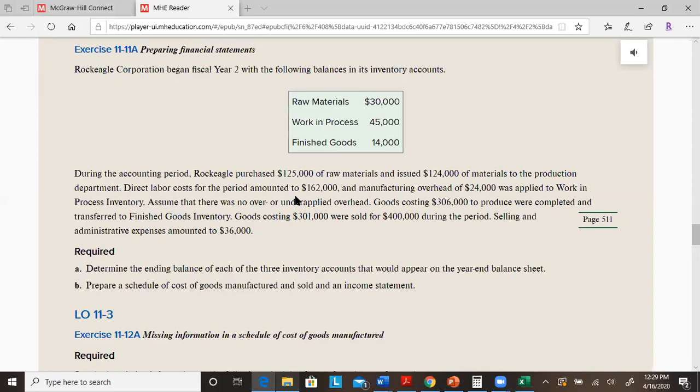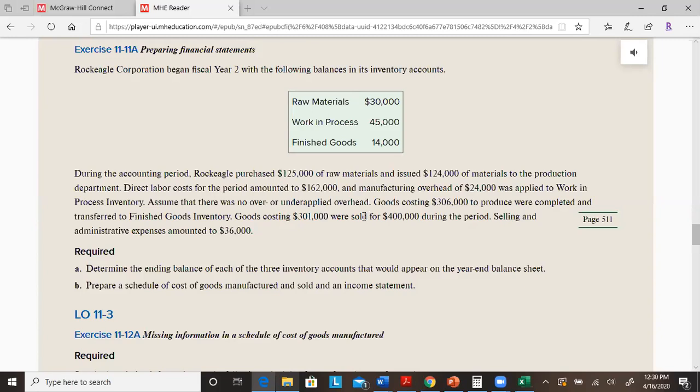No over or under applied overhead. Goods costing 306,000 were completed. So I'm going to subtract it from work in process, add it to finished goods. Goods costing 301 were sold. So subtracting it out of here because we sold it and it's no longer in our inventory. And goods costing 306 were produced and completed and sent to finished goods. So before we worry about the other numbers, all they wanted us to do was get an ending balance for each one. So I'm just going to add everything on the left and subtract from the right.